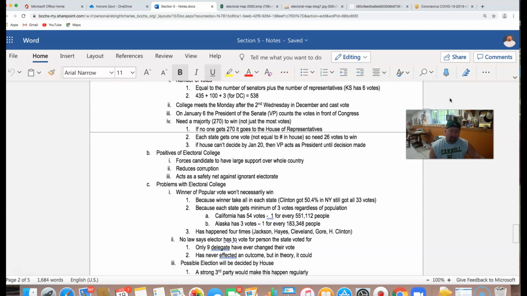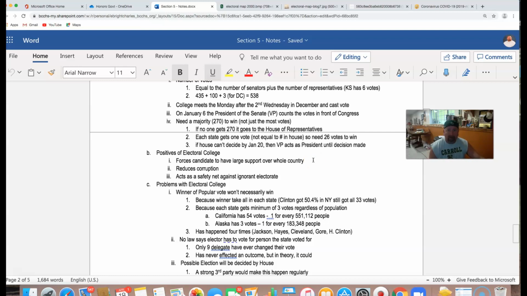And one of the reasons why people wanted Congress to do it is because they feared an ignorant electorate, people that don't pay attention, that don't really understand what's going on in Washington, which is not you, because you are finishing up your honors government class and you know more than you did when you came in for sure. Even if you're not doing great in this class, you're a lot more educated than you were. But anyhow, one of the major factors here is it forces a candidate to have support over the whole country, not just regions of the country.